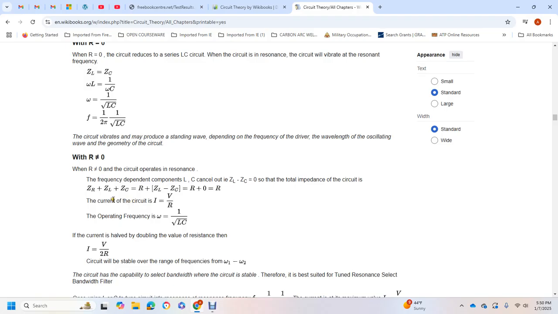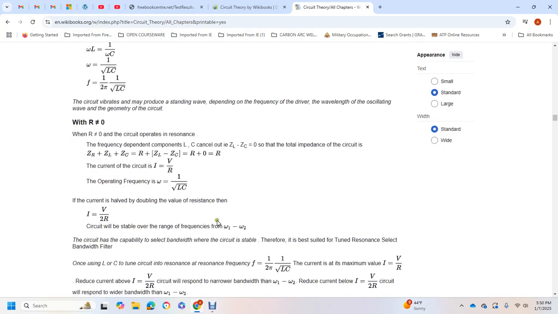In the circuit with resistance, the current of the circuit in amperes is the voltage over the resistance at the operating frequency, 1 over the square root of the inductance times the capacitance. At the other frequencies the impedance is larger, so the current is reduced. The circuit has the capability to select a bandwidth. The circuit is stable, therefore suited as a tuned resonance circuit for selecting a bandwidth filter.